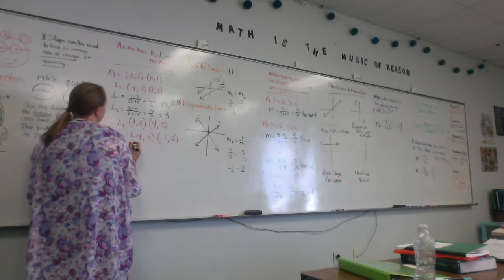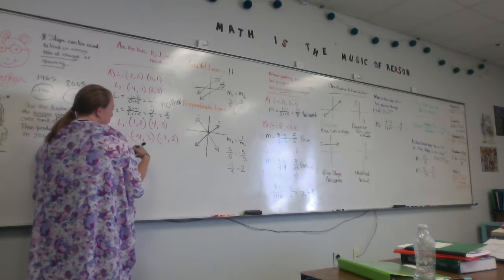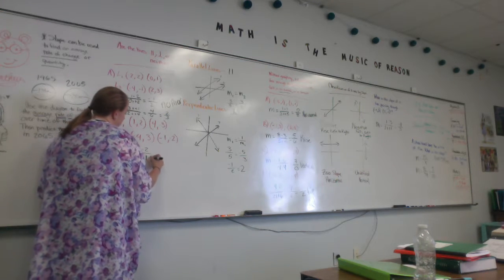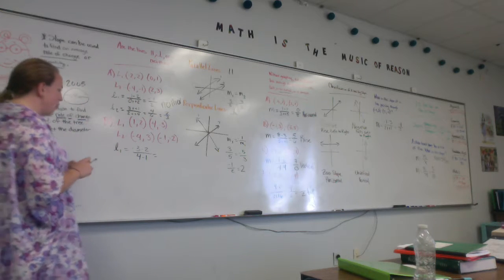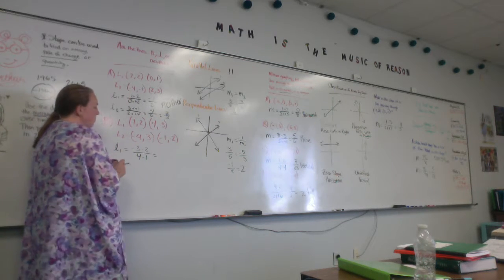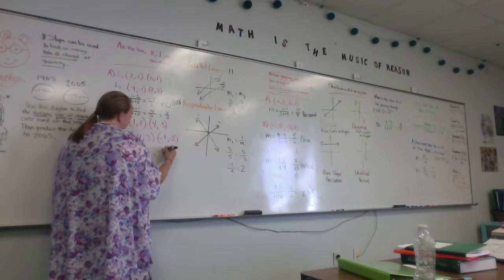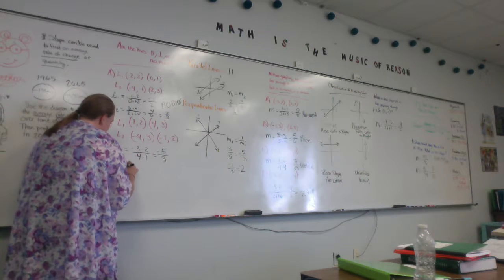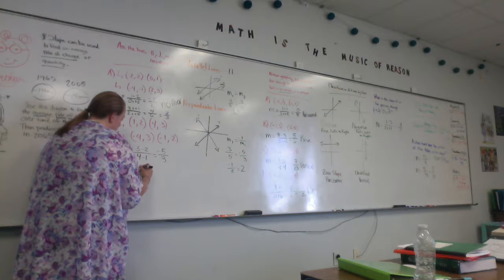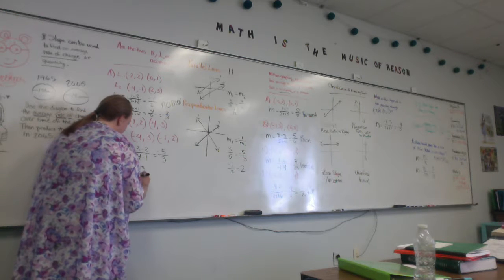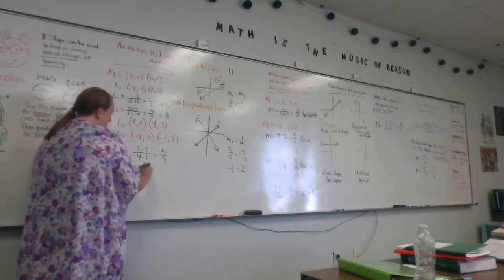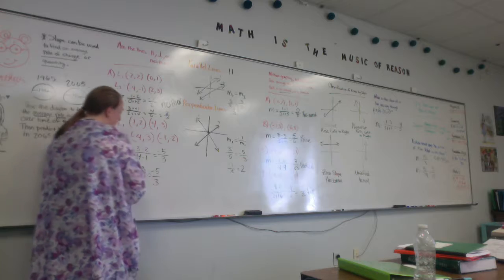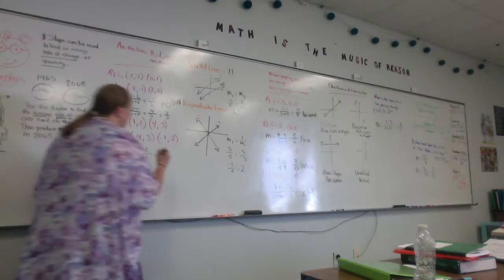Now the next one, L1 down here. They're perpendicular? Okay. Let's do the math. Negative 3 minus 2 over 4 minus 1. What's negative 3 minus 2? Negative 5. Over 4 minus 1 is 3. So I have negative 5/3. And then line 2 is negative 2 minus 3 over negative 1 minus negative 4. Negative 5 over 3. And those would be what? Parallel.